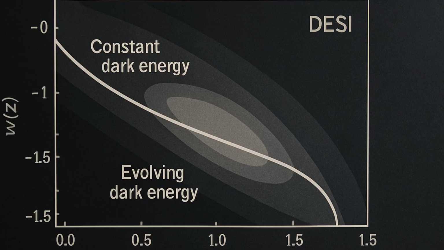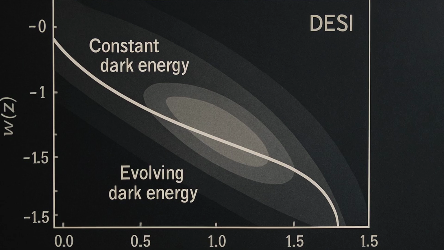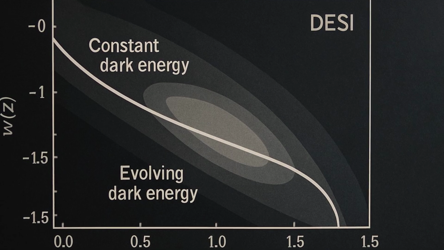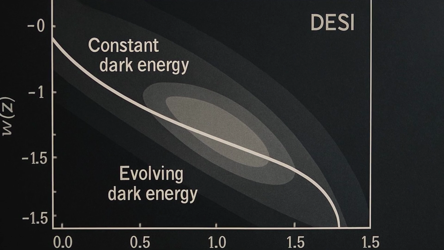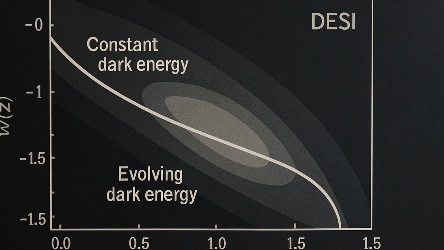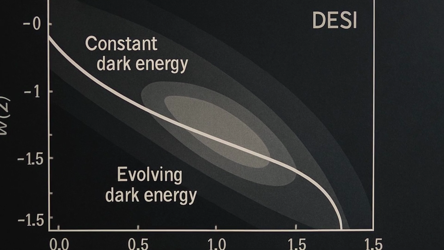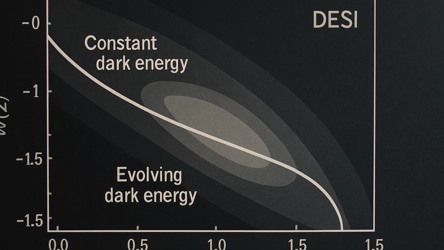Local methods themselves show diversity. In 2024, Wendy Freedman's Chicago-Carnegie program used JWST to test three nearby universe approaches. Cepheids again gave a value around 72. But the tip of the red giant branch method, usually called TRGB, came out closer to 70. Another route, JAGB, also leaned lower. When combined, the result was just under 70.